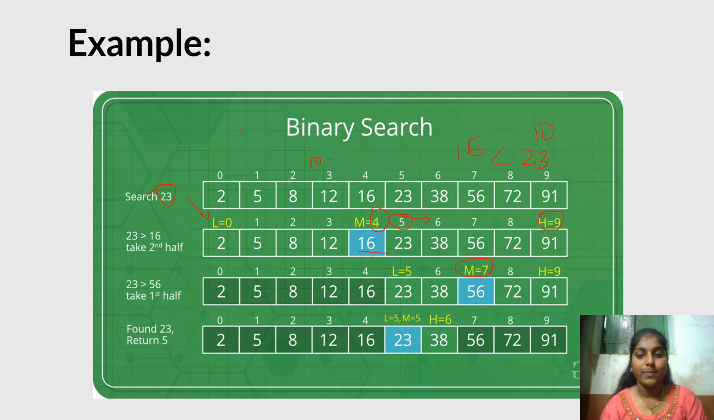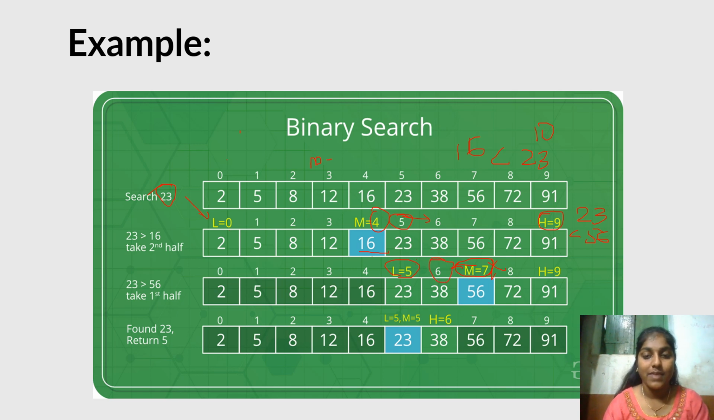Then we are going to compare that and it's going to be wrong, they both don't match. Then we check another time: 23 is less than 56, which means it's smaller than 56. Then we are going to move towards this side. Then we have lower index as 5 and higher index as 6.